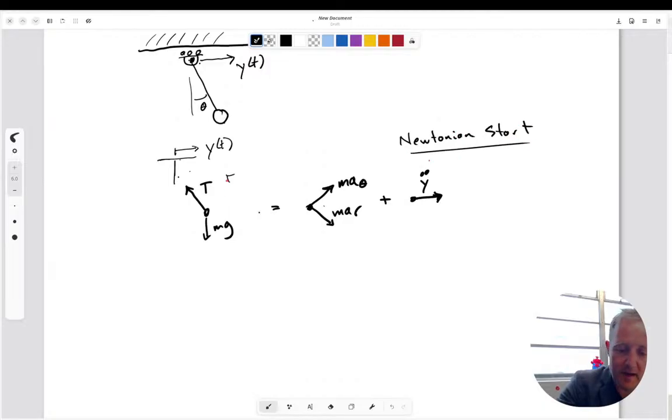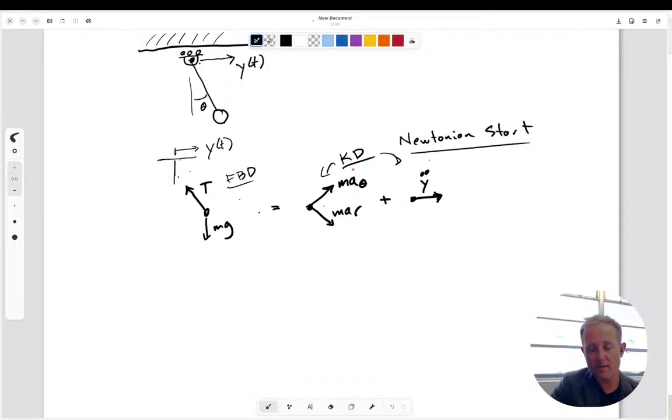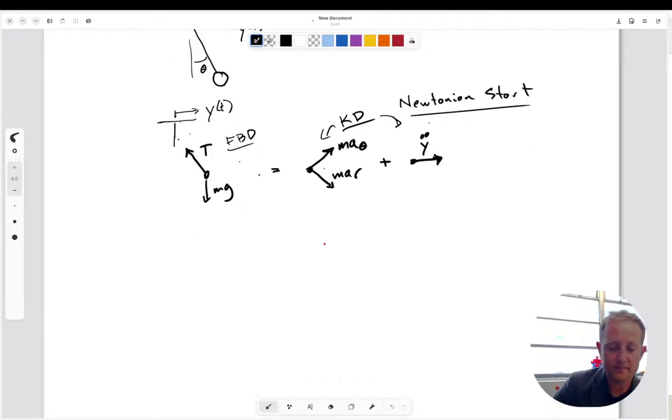Is we have a free body diagram and we have our kinetic diagram, which is now 2 parts of a frame, a moving frame, and the reference frame that is moving, how it's moving. All right, let's consider the Lagrangian instead.